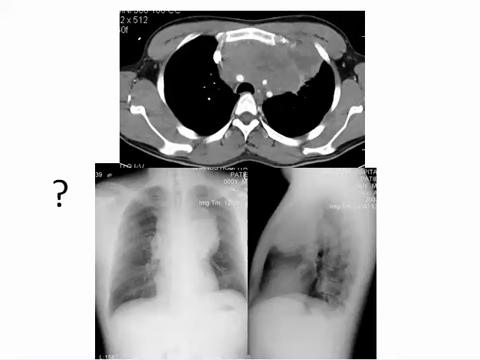Masses encasing vessels are seen as a wide superior mediastinum, a large anterior mediastinal mass seen in the lateral film, and in the CT it is seen extending extrathoracic as well, and of course there is definite encasement of the large vessels at the arch of the aorta. These are lymphoma, characteristic of lymphoma.